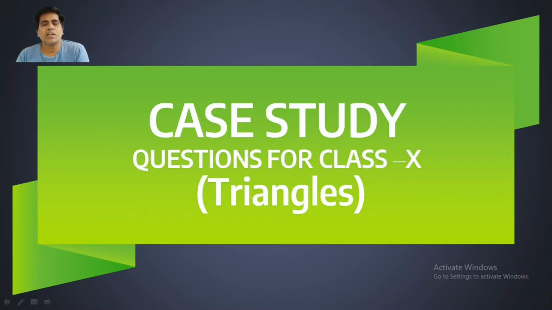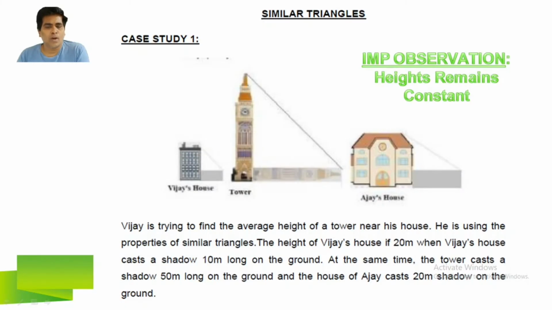Discussing the case study questions for class 10th. Topic: triangles. Here we go to case study number 1. So what is this case study about? This is about similar triangles. You know what similar triangles are. Based on this, we have a question here.